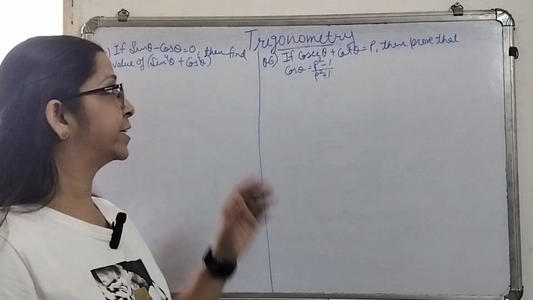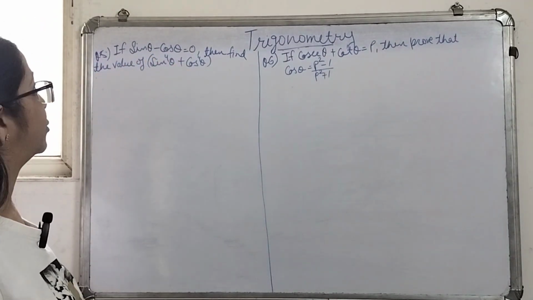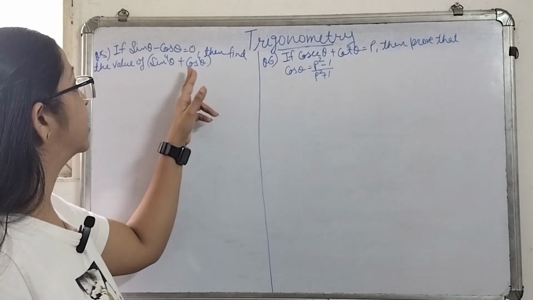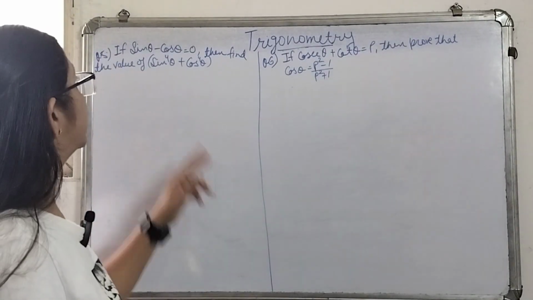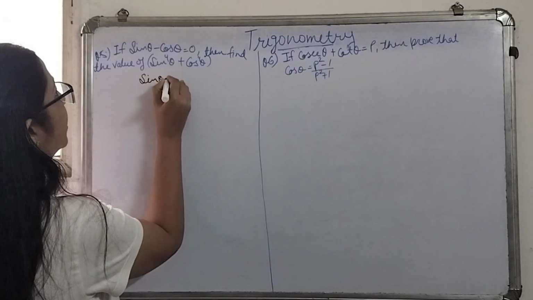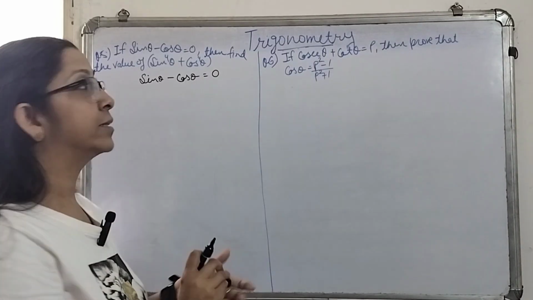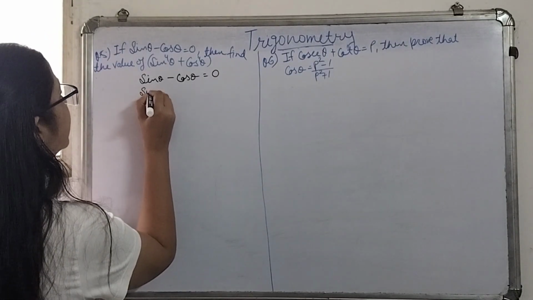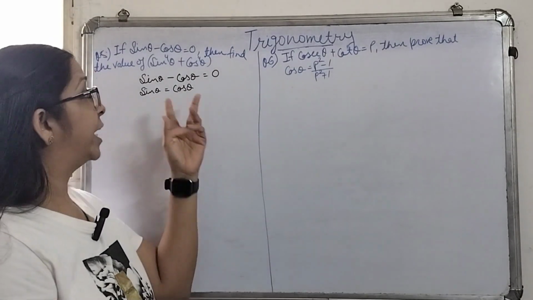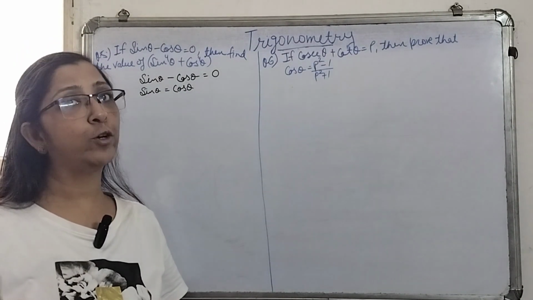So we are here with the next question. If sin theta minus cos theta is equivalent to 0, then find the value of sin 4 theta plus cos 4 theta. So here it is given to us that sin theta minus cos theta is 0. That means sin theta could be written as equivalent to cos theta. And we know that sin theta and cos theta are equal at theta equivalent to 45 degree.